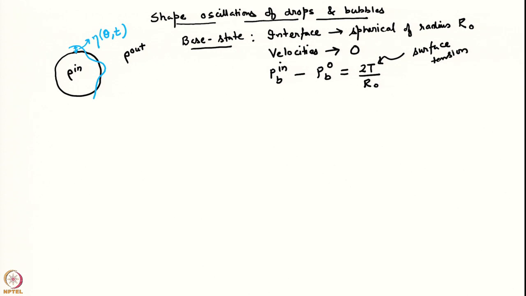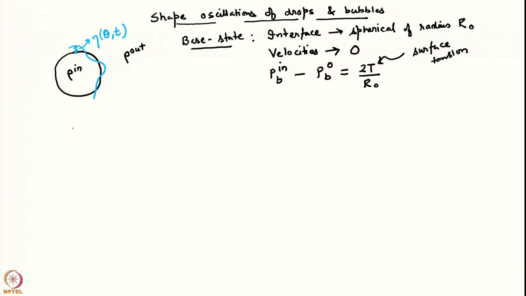So we are going to use a spherical coordinate system now in order to look at oscillations on the surface of this spherical interface. The interface could be an interface separating two liquids, or it could be an interface which separates a gas from a liquid. The gas could be outside or inside. If the gas is outside and it is a liquid inside, we will call it a drop. If it is the other way around, where it is a liquid outside and a gas inside, we will call it a bubble. But right now, let us say that we have two fluids of density rho in and rho out. And let us do the analysis taking into account the density of both the fluids.